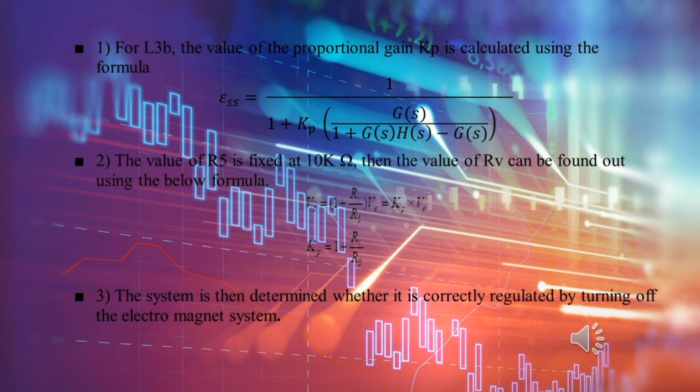For the methodology of the L3B, the first step is the value of the proportional gain Kp is calculated using the formula given. As you can see, there are unknowns, which are the G(s) and the H(s). The values of G(s) and H(s) were calculated from the L1. Then the value of R5 is fixed at 10k ohm. Then the value of RV can be found using the formula below, which is Kp equals 1 plus RV over R5. Then the system is determined whether it is correctly regulated by turning off the electromagnetic system.